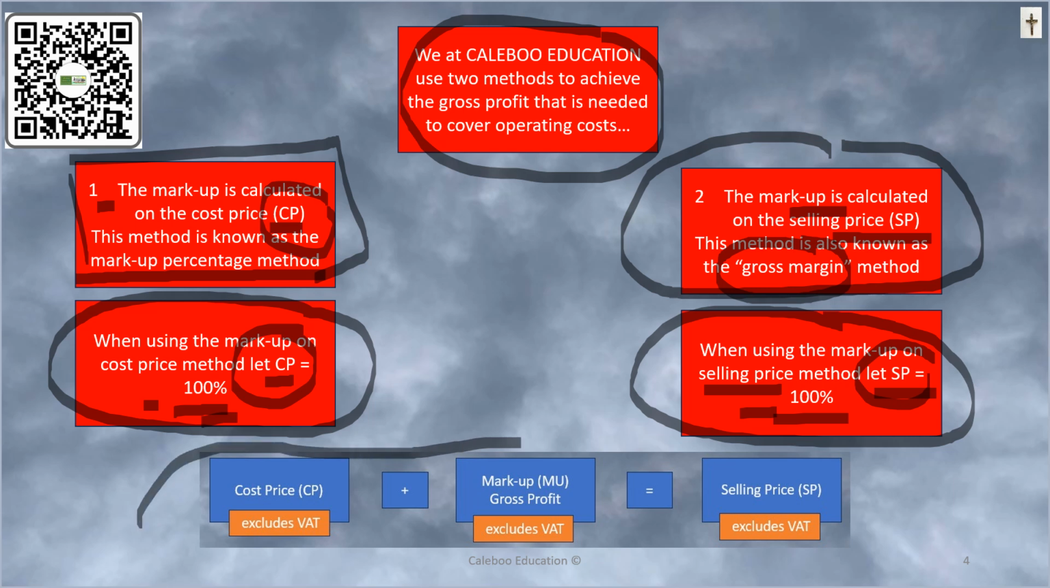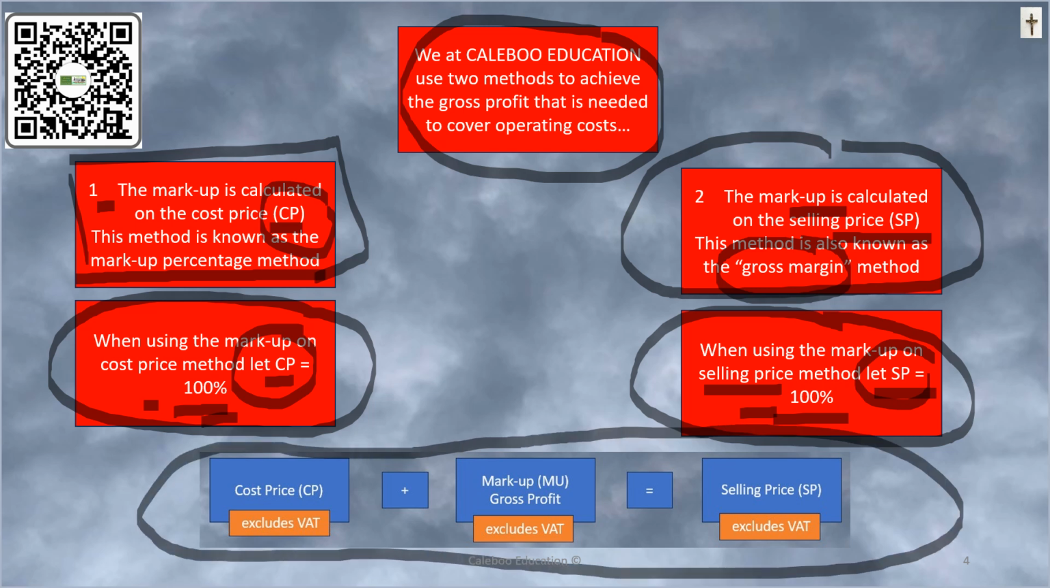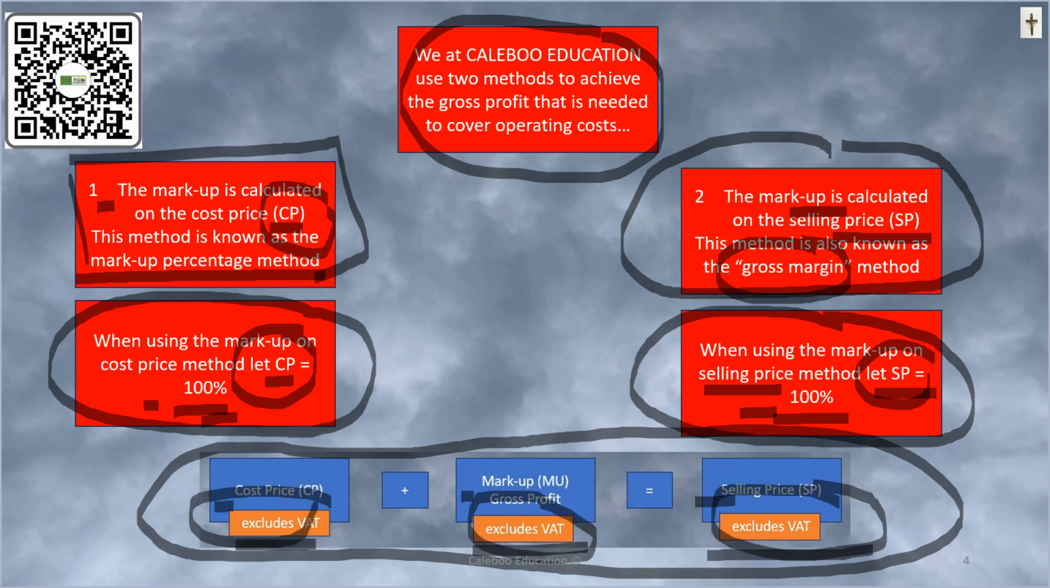I've taken the screenshot from the previous slides. I just want to point out again, when we are doing these calculations, we are using VAT exclusive amounts. The VAT has already been accounted for, taken off, right? We are using VAT exclusive amounts. Very important. So let's go and get on to some calculations.